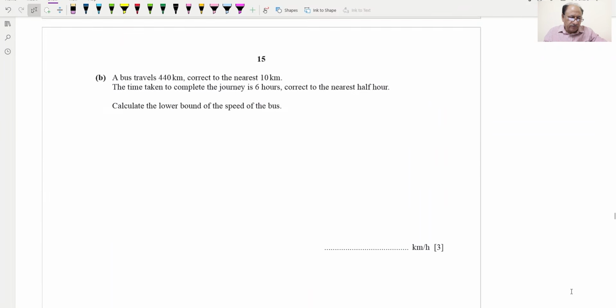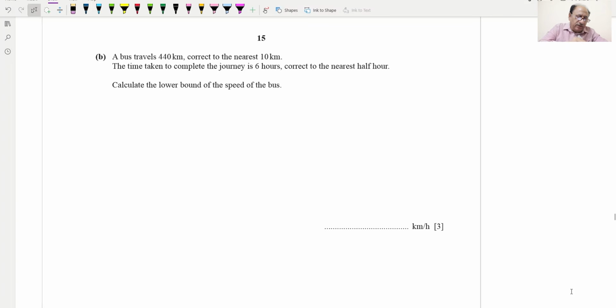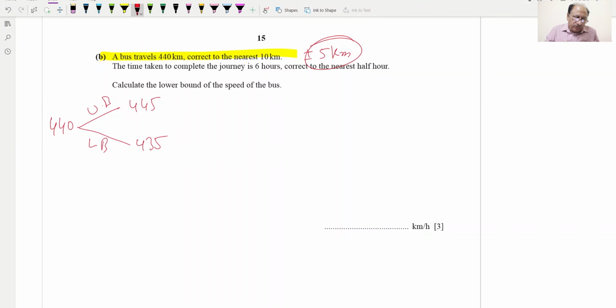Hopefully you understood this. Now part B: a bus travels 440 kilometers correct to the nearest 10 kilometers. So we can write that 440 is correct to the nearest 10 kilometers, meaning plus or minus half of 10, which is 5 kilometers. So the plus will be 445 and the minus will be 435, the upper bound and the lower bound which we have written.